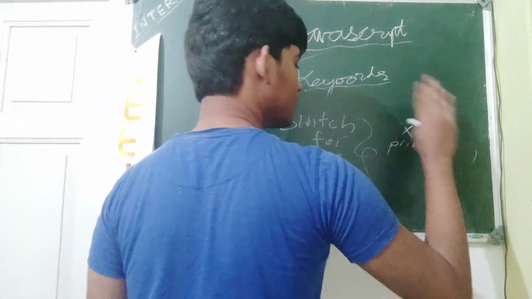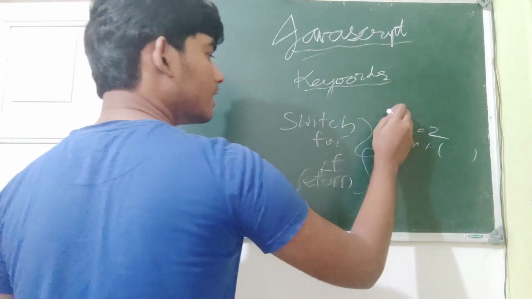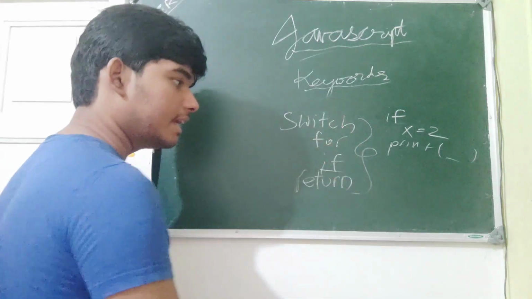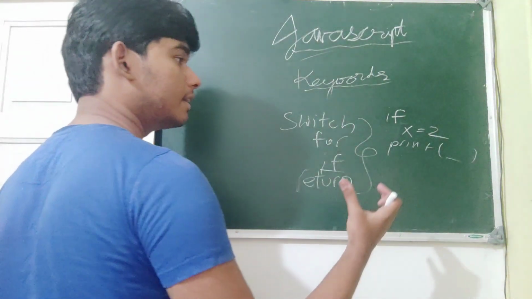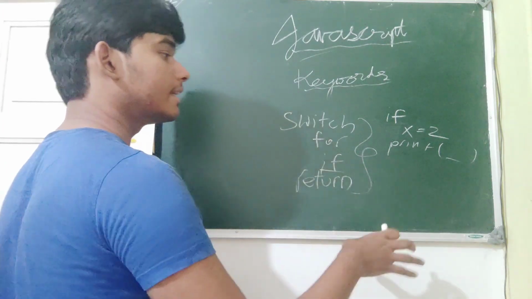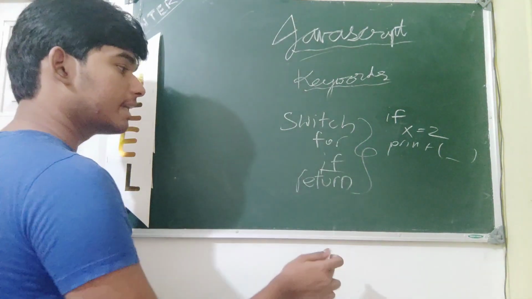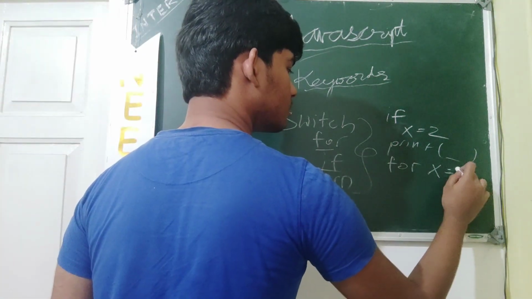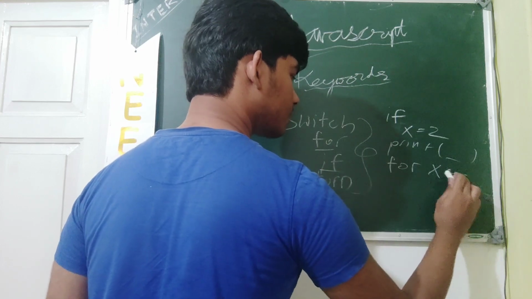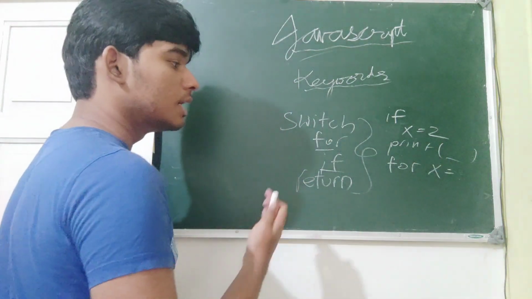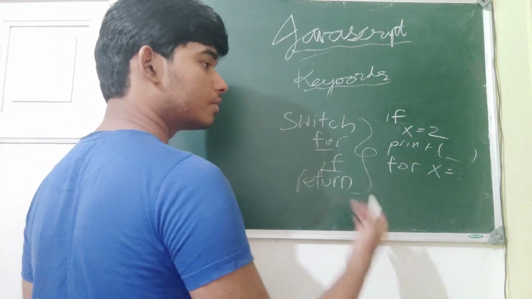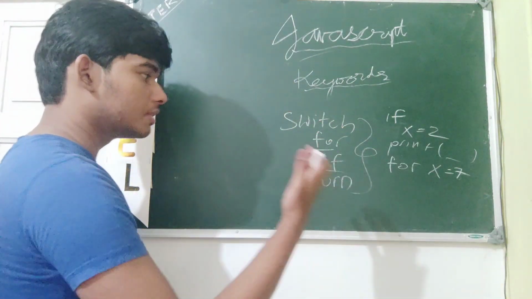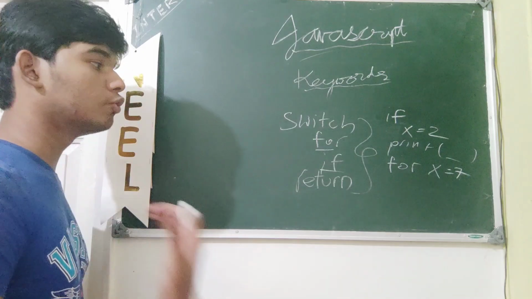Now let us assume that we wrote something like this: if x is equal to 2, print this specific function until something else happens, until the user says something, or until something happens in the code. In that case we can use the for keyword. So we can write for x is equal to 7 or something like that. We can write something like if x is equal to 2, print the numbers from 1 to 10 for x is equal to 7. So it will print till 7 and it will end at that place. So you can use for, if, switch and return in conditions, to write loops, etc.